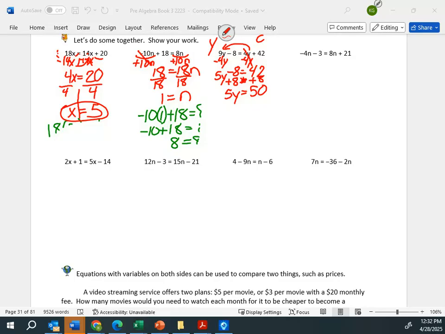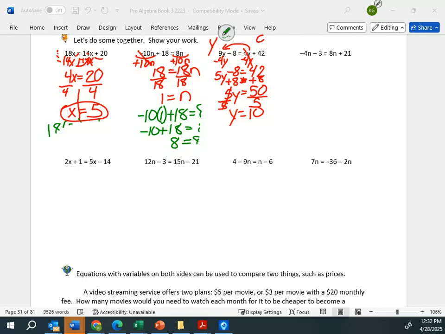What is the next step I have to do to finish off my problem? Claire? Divide both sides by 5. Yeah, I need to move that coefficient over. So 5 divided by 5 is 1. 50 divided by 5 is 10.